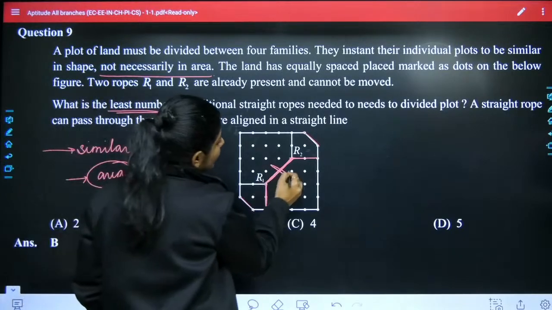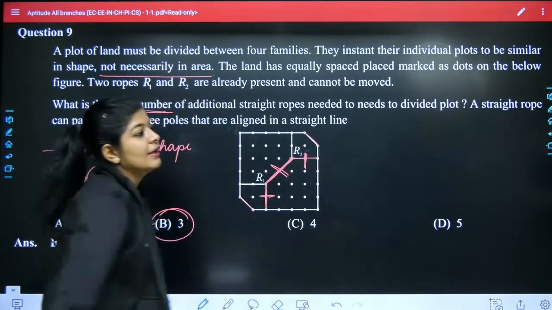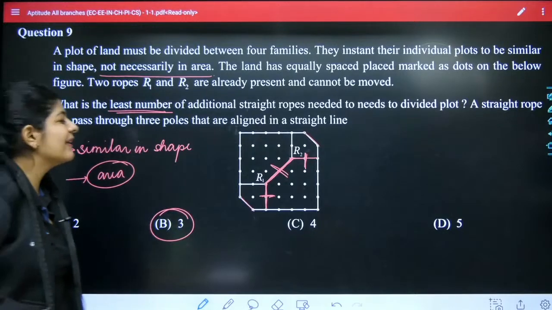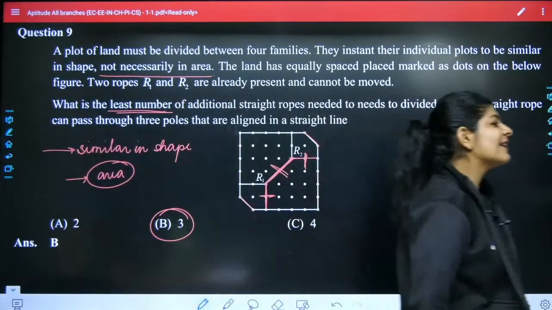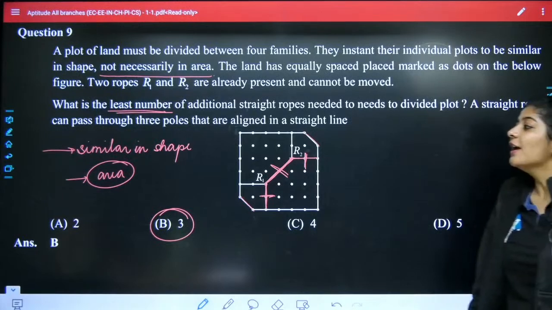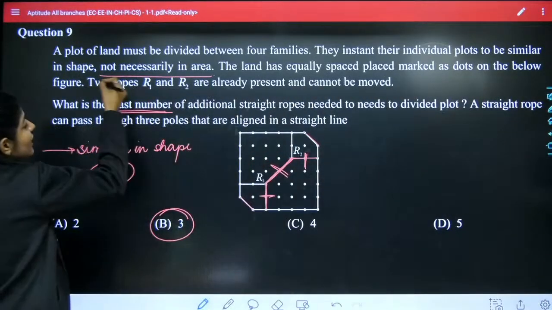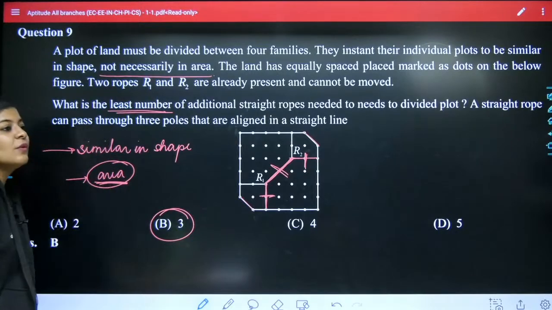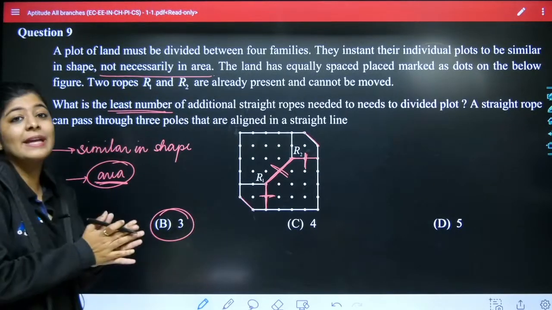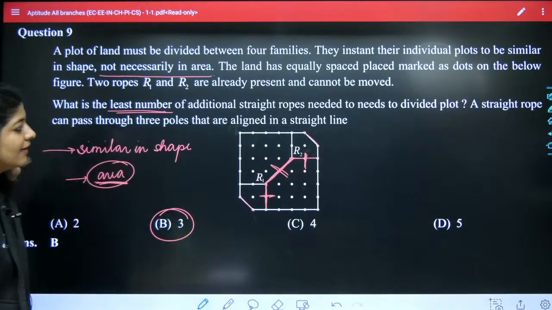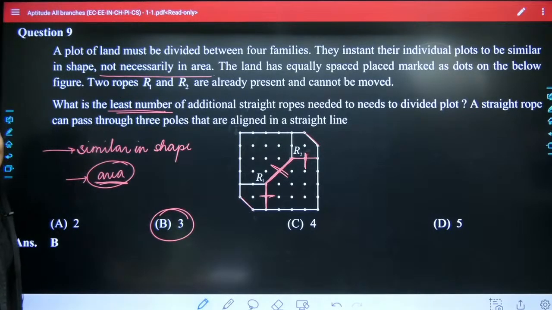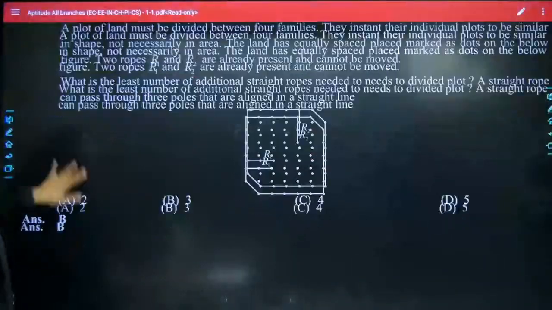The first one, the second one, and the third one. The correct answer is 3. This is a very simple question, but again, this is a confusing question as well. If you do not read the question carefully, if you get caught up in the area or in making the area equal, then you can't get the correct answer. Okay. Now let's move to the very last question which we have.